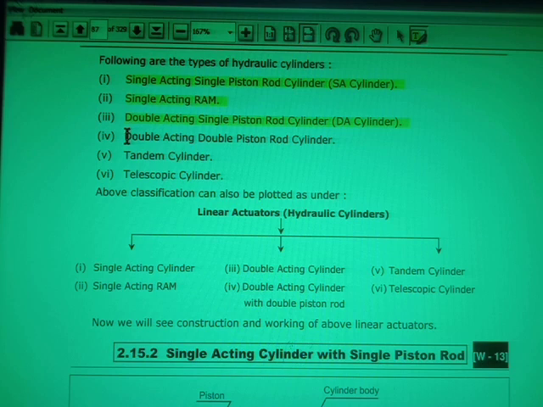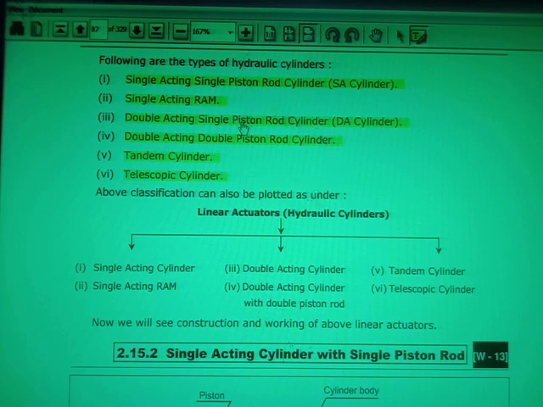Then the fourth type is the double acting double piston rod cylinder. I think in one lecture I explained that double piston rod means the piston rod is on both sides of the cylinder. The fifth type of hydraulic cylinder is the tandem cylinder, and the last type is the telescopic cylinder.